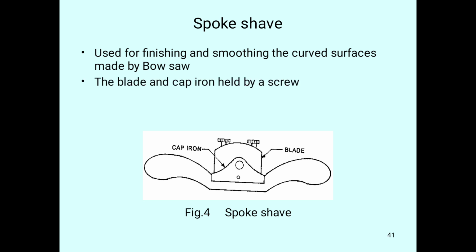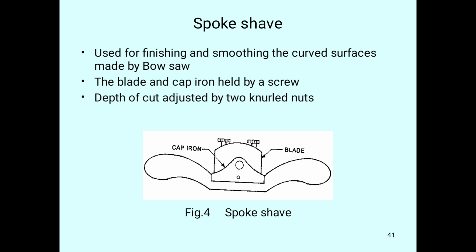Next, the blade and cap iron. For the spokeshave, the blade and the cap iron are held by a screw. Here we can see the screws. By using this screw, we can hold the blade and the cap iron.